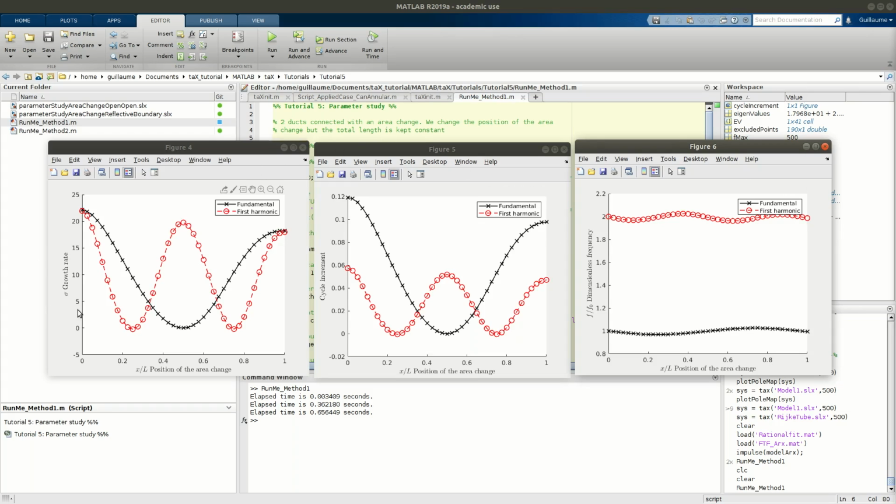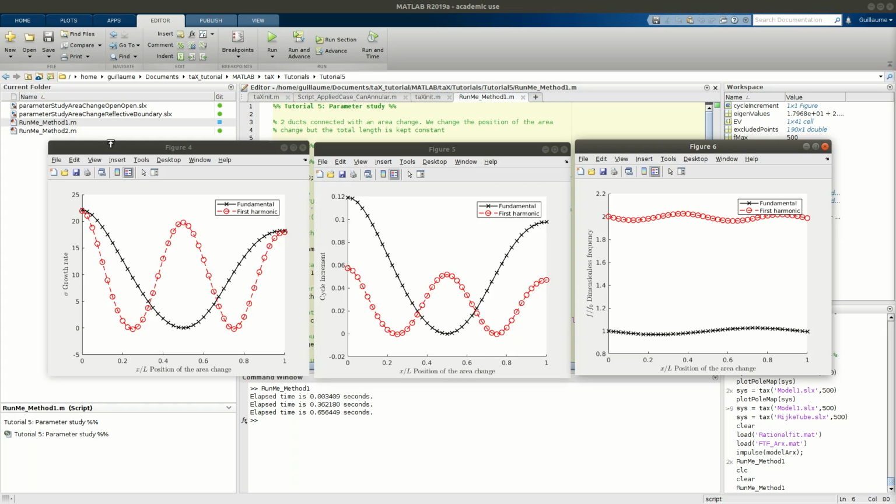But if we look at cycle increment, for example, no matter where we have the area change, the cycle increment is above 0, which means that, let's say here, if it's at 0.5, we have exactly 0. So it would be stable, but for all other positions, the fundamental mode would be unstable, and the first harmonic is also always unstable unless at those two positions.